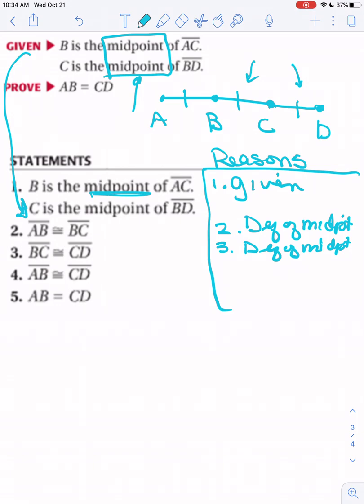Step 4, you can see comes from step 2 and 3. All they did is get rid of those BCs. Again, that's called the transitive property, or you can call that substitution. It would work too. And then finally from step 4 to step 5, what they did is they changed from a congruent symbol to an equal sign. Remember, we call that definition of congruence.